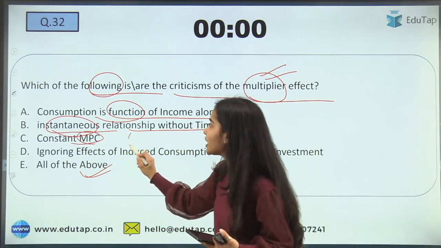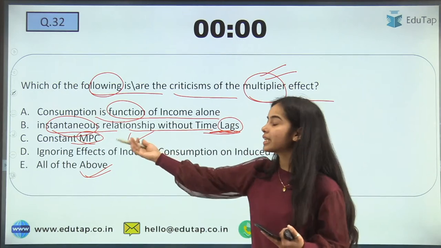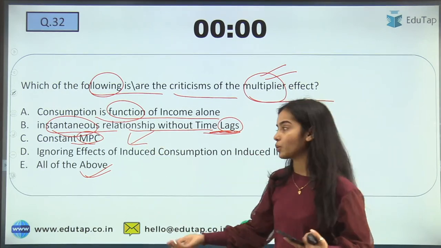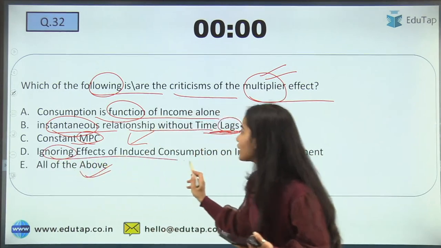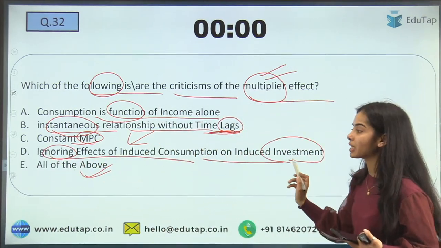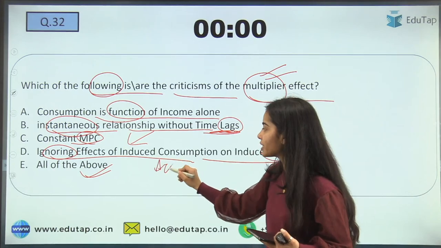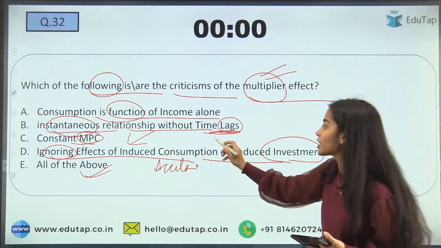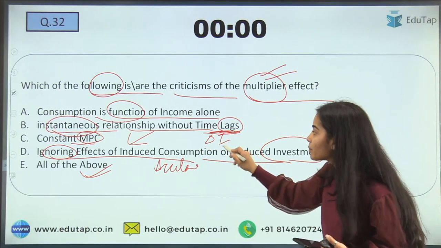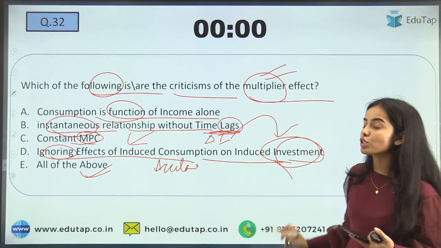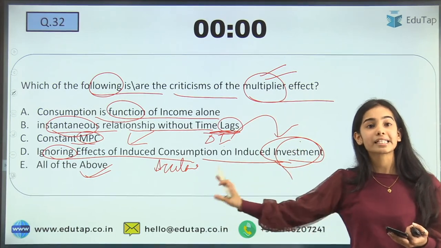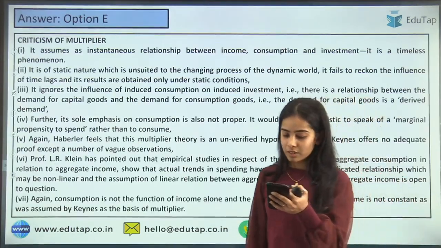Constant MPC: they believed in the linear function and that's why they didn't believe in a changing MPC. But MPC is changing in real life. Ignoring effects of induced consumption on induced investment. See, this is the accelerator. The accelerator tells you that when your consumption is changing, your income is changing, and when income is changing, your investment is also changing. But the multiplier didn't believe in that. Keynes didn't believe in the accelerator theory.